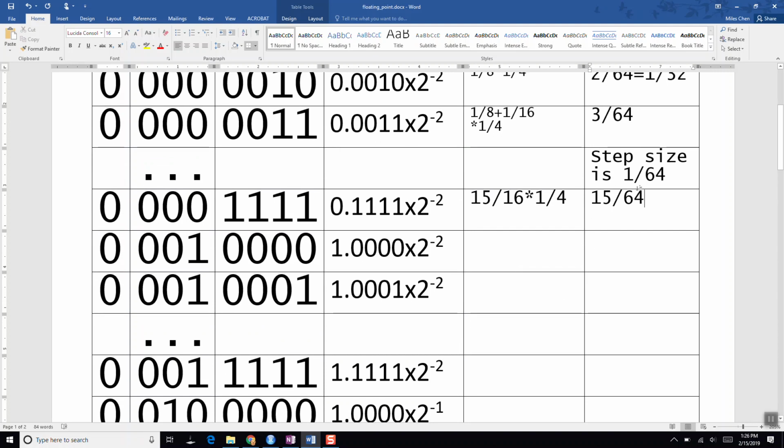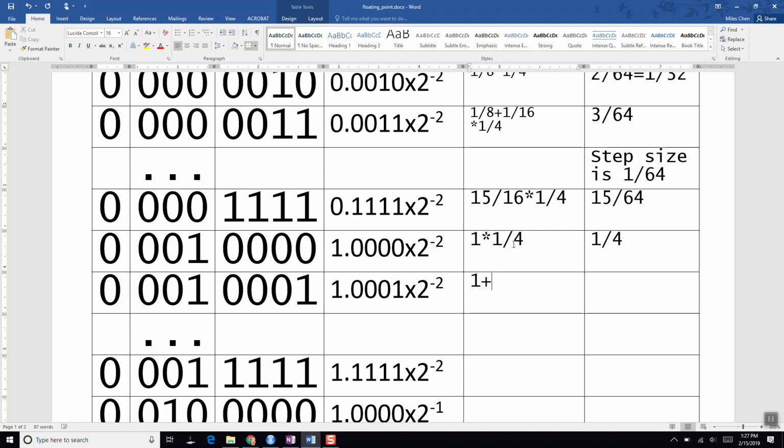Step size is still, and the next value, okay, now we're in the normalized zone, okay? And so I have 1 times 2 to the negative 2, 1 times 1/4, and this is equal to 1/4. Right. What do I have here?